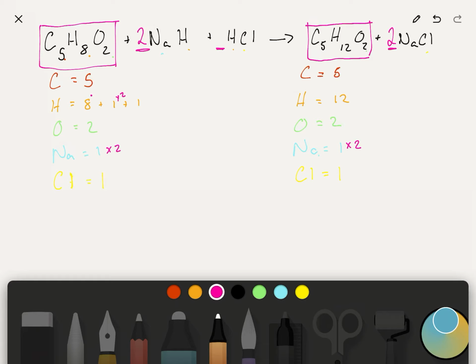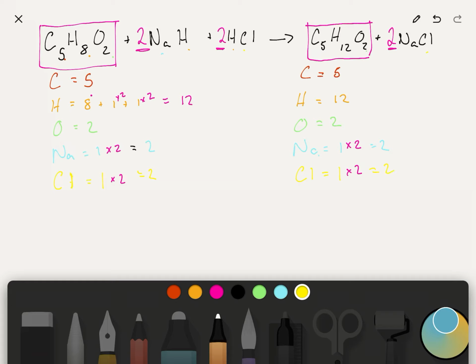Which also changes my chlorine. And as we see, my chlorine, when we change it by 2, we need to change this side by 2, which is going to give us another 2, which also changes our hydrogen by 2. And now we have 8 plus 2 plus 2 equals 12. So this equals 2, this equals 2, chlorine equals 2 on both sides.